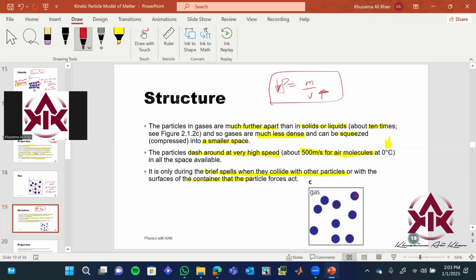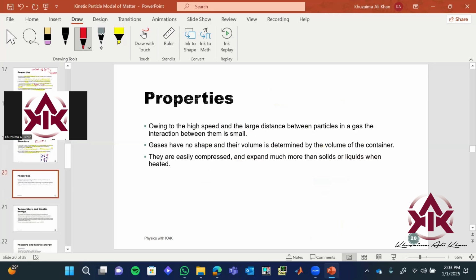Because they have enough space, they can move randomly in any direction, so the chances of one and two colliding are pretty rare. And with the walls of the container, because they have enough space, they will take a huge amount of time to collide. It's very random. Now let me save it and go to the properties over here.